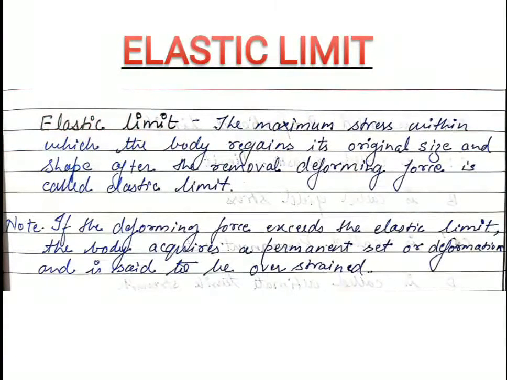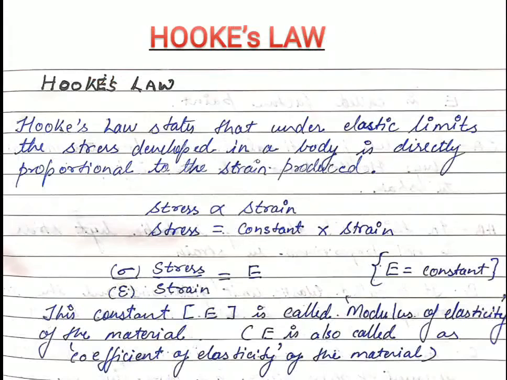So elastic limit is defined as the maximum stress within which a body regains its original shape and size after removal of deforming force. And students, note that if the deforming force exceeds the elastic limit, the body acquires a permanent set or deformation and it is said to be overstrained. Okay, let's see the next one.